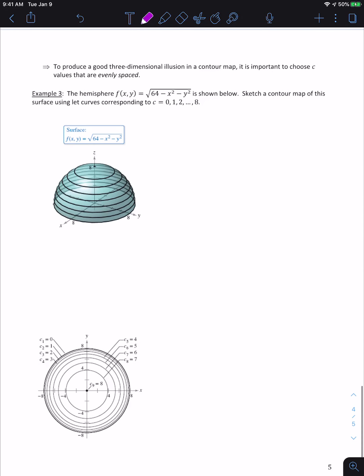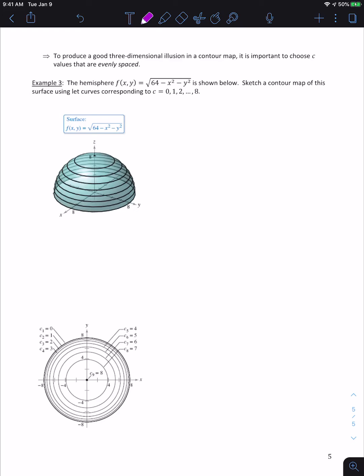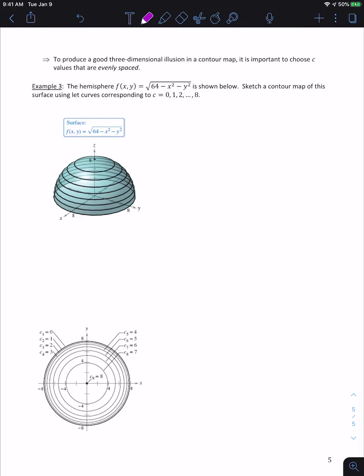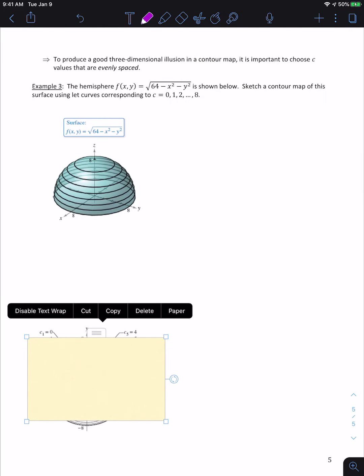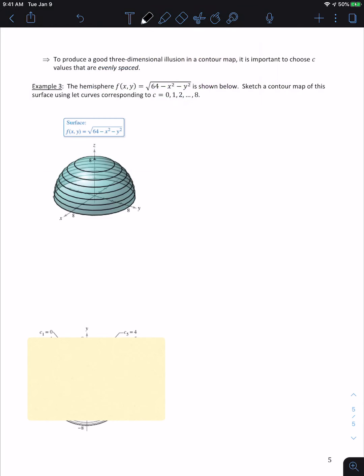Right? Okay, so to produce a good three-dimensional illusion on a contour map, it's important to choose C values that are spaced evenly. My C values are going to be my contour lines, right? So example 3, the hemisphere. I have this hemisphere that looks like the square root of 64 minus x squared minus y squared. It's shown below, right? So that's this hemisphere. And we want to sketch a contour map of this surface, right?